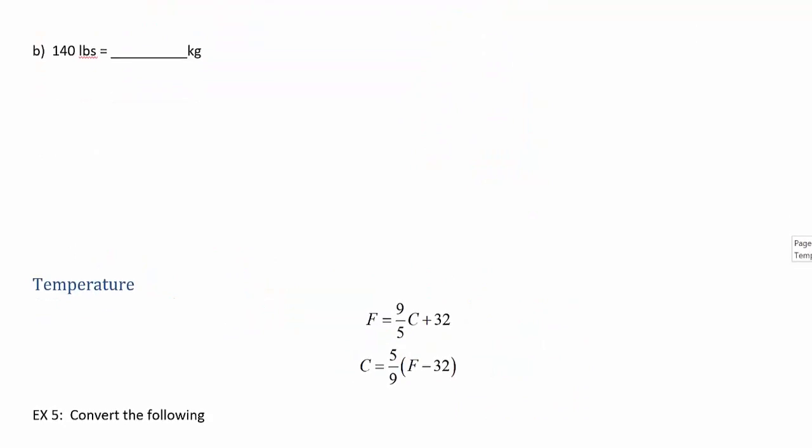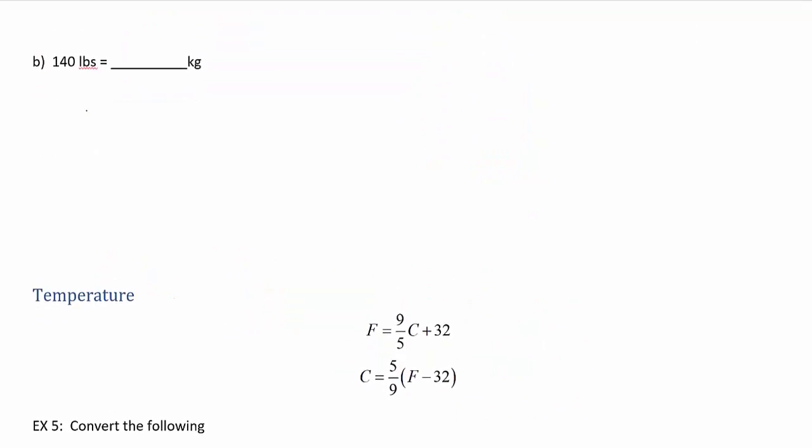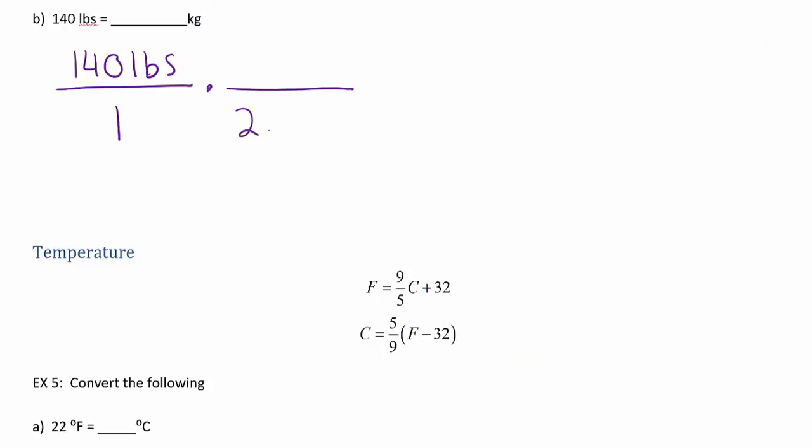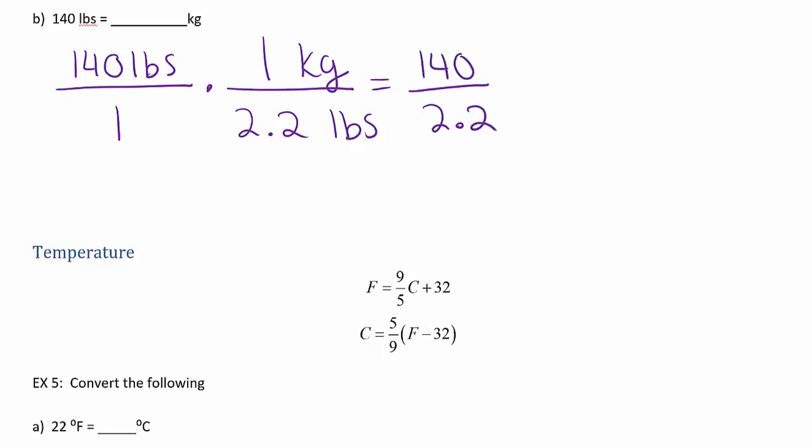All right, let's do one more example of moving between the American and the metric system. So I want to convert 140 pounds into kilograms. Here's my conversion factor. 1 kilogram is 2.2 pounds. So I have to put the pounds on the bottom and the kilogram on the top. If I multiply straight across, I get 140 divided by 2.2. And so I'm actually going to have to do this division.